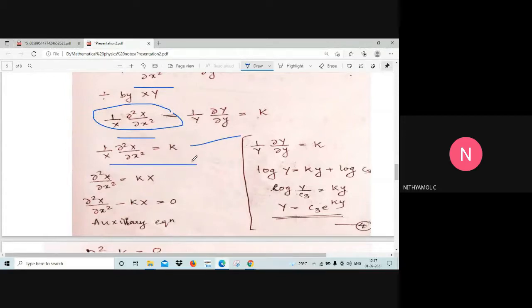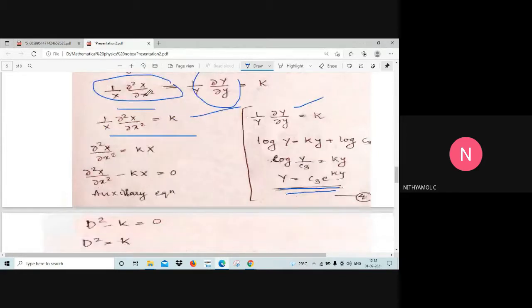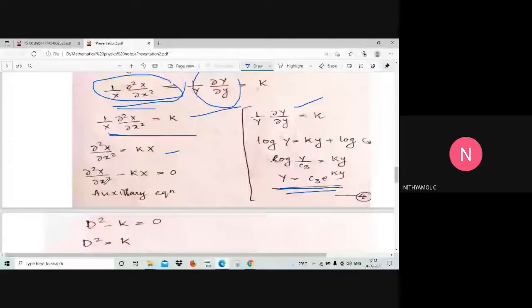Then 1 by x dou square x by dou x square is equal to k. So we can find out this equation. 1 by y dou y by dou y is equal to k. From this we will get y is equal to c e raised to ky. Now take this equation: 1 by x dou square x by dou x square is equal to k. Dou square x by dou x square is equal to kx. This is the auxiliary equation.